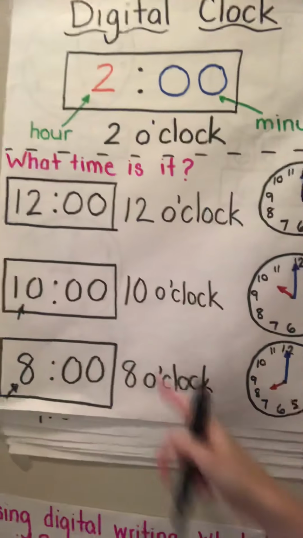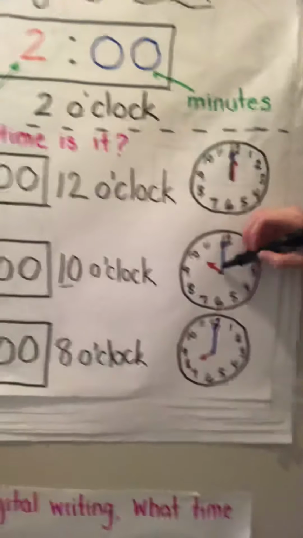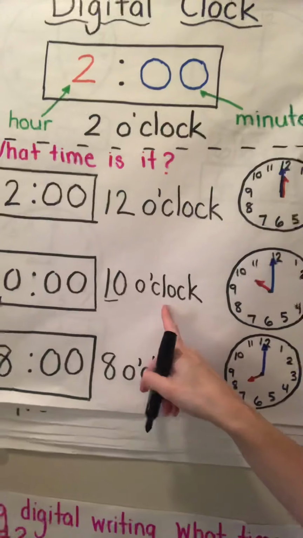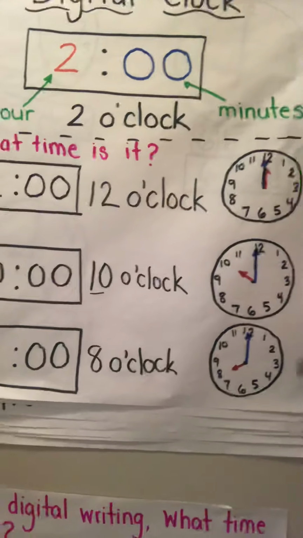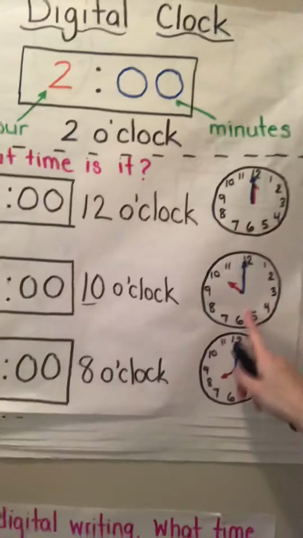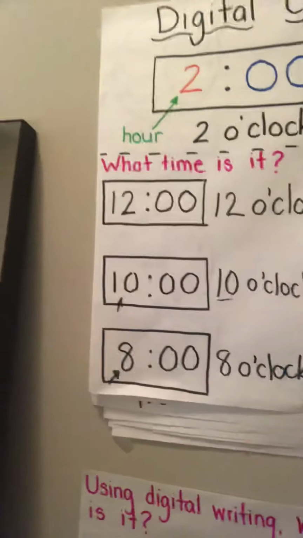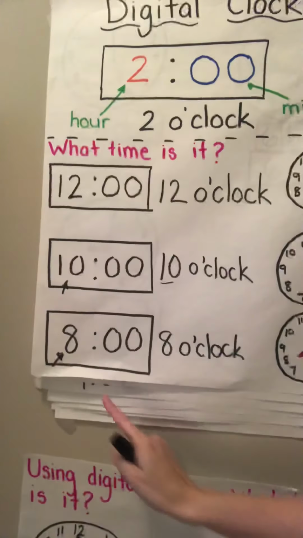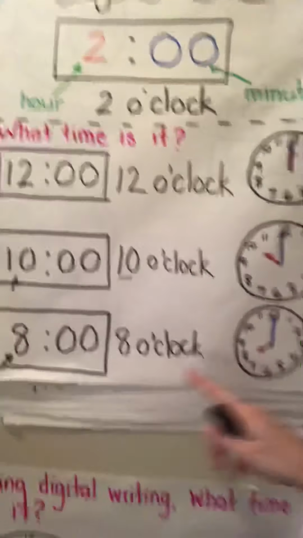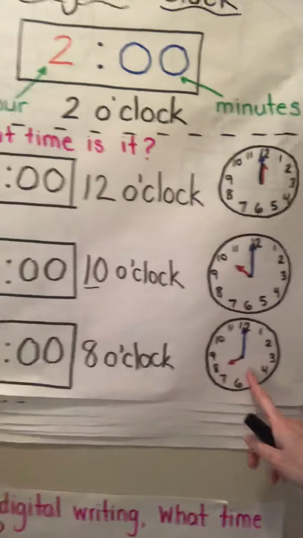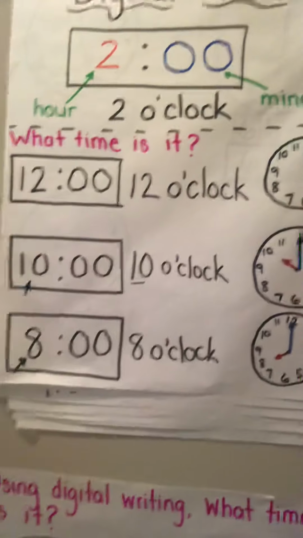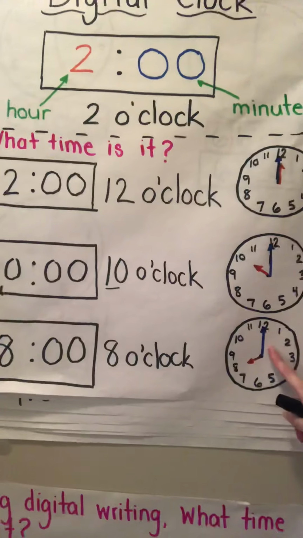Then for 10 o'clock, my hour is 10, so my hour hand points to the 10, and then for my minutes, the 00 or the o'clock, my minute hand goes to the 12. So in the analog clock, this is how we would show 10 o'clock. So this analog clock matches this digital clock. And our last digital clock, we said it was 8 o'clock. So when we have the analog clock, my hour was 8, so my hour hand's at the 8. And then for the minutes, the 00 or the o'clock, my minute hand goes to the 12.